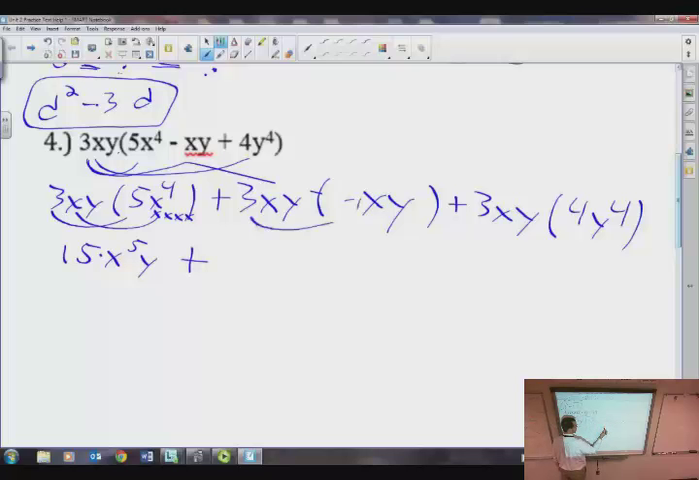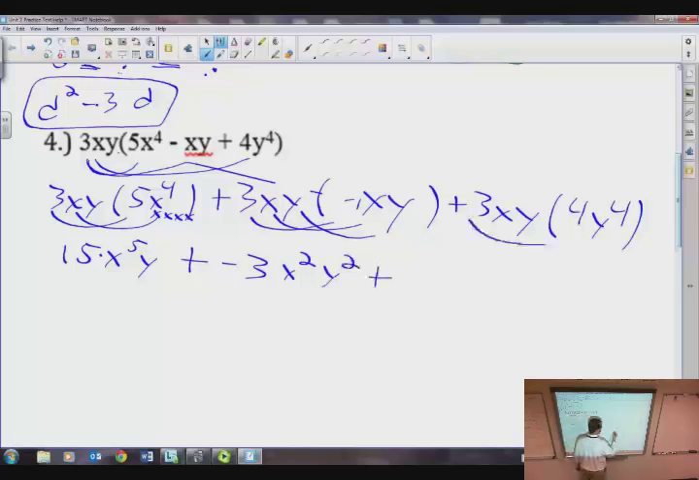There's an invisible negative 1 right there. 3 times negative 1 is just a minus 3. X times x is x squared. And then y times y is y squared. Then plus 3 times 4 is 12. And then x times, well, I don't see another x there, so we'll just bring it straight down.